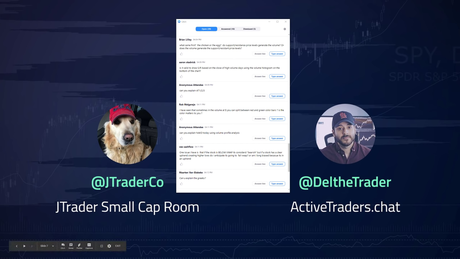Aaron Stadnick asks, is it valid to draw support resistance based on the close of high volume days using the volume histogram on the bottom of the chart? When you're drawing these levels, they're zones. They're not levels. Anybody that tells you that support and resistance is one price level is not doing it right. It's a zone. If you look at the PTI example, I was looking the other day with some guys on the daily, and I take into consideration high volume days. So I just want to show this because I think it's important.